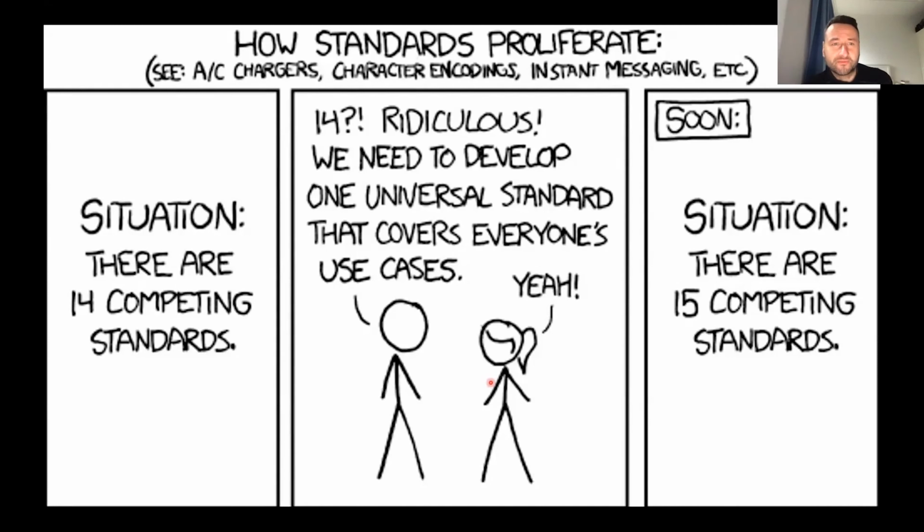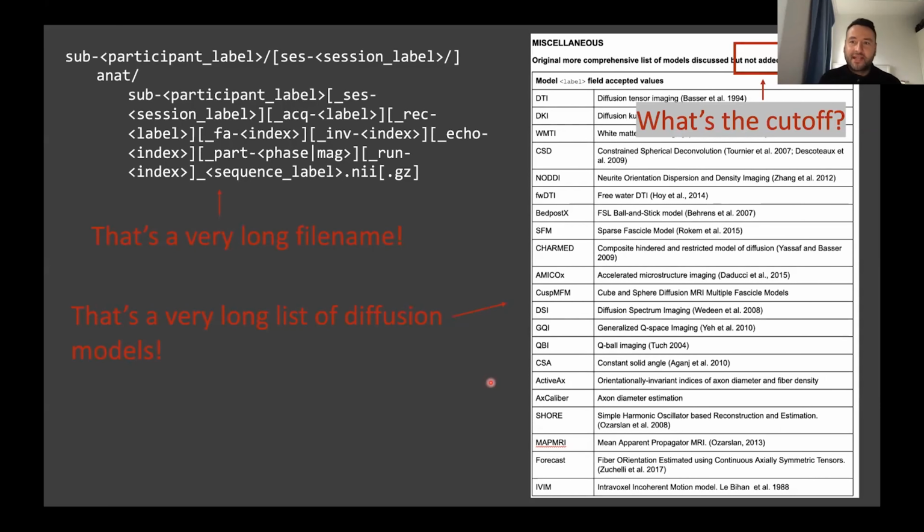So this can be observed with all kinds of standards, be it digital standards or also analog hardware standards. If there are 14 competing standards, then someone will identify this as a problem and will say, ridiculous, we need to develop one universal standard that covers everyone's use cases. And the end result of this will be that there is not one magic standard that covers everyone's use cases, but in the end there will be 15 standards. And this standard proliferation just happens. So this is a natural drift, basically, that things get extended and get more complicated until they are unusable.